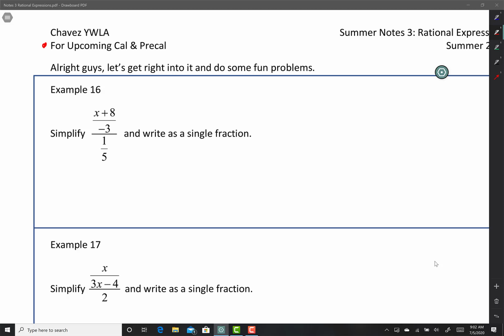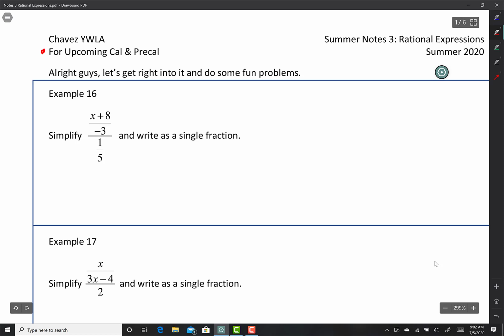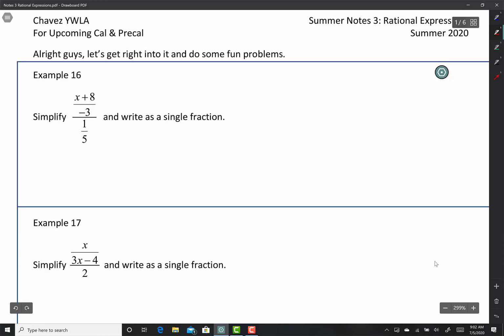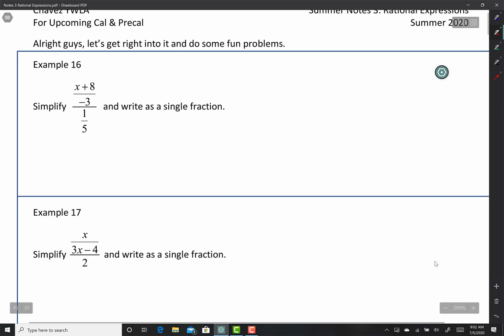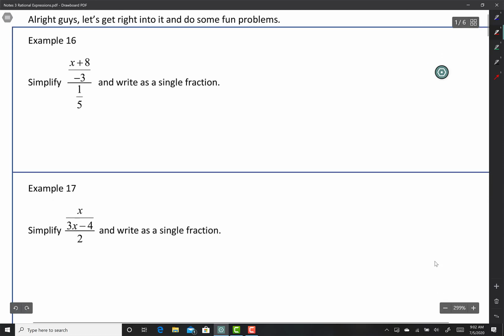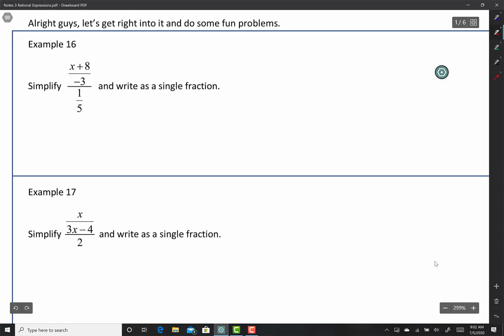Here is Notes 3. This is both for the Cal and the pre-Cal class, the upcoming ones. I tried to get this one in there before the 4th of July. I wasn't able to, guys, but here we go. It's July 5th. I hope you guys had a good 4th, and hopefully your tummies are full and all that good stuff. And let's get right into it.